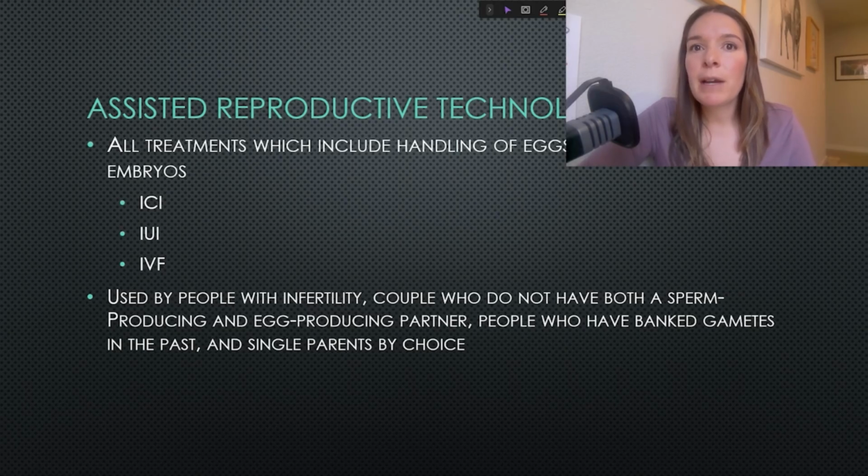It can also be used by couples who do not have both a sperm-producing and an egg-producing partner, and people who have banked gametes in the past and now need to use them even though they may not have fertility issues. It can be used by people who can't carry a pregnancy, so they need to use a gestational carrier. And it, of course, can be used by single parents by choice. So there are many reasons that people might come to us to utilize ART. It's not just because they have infertility.